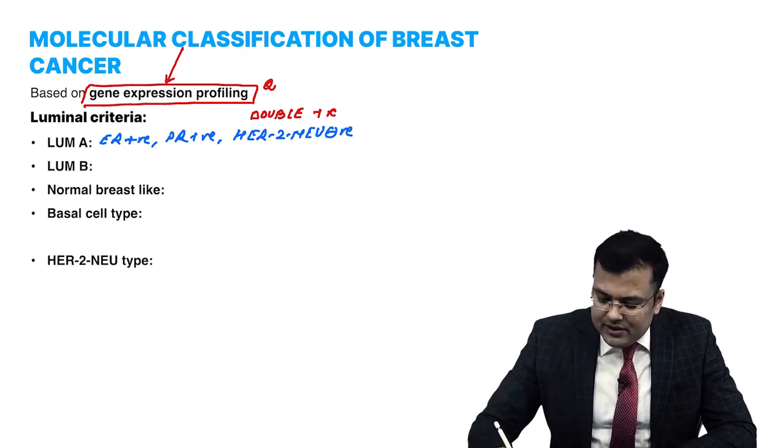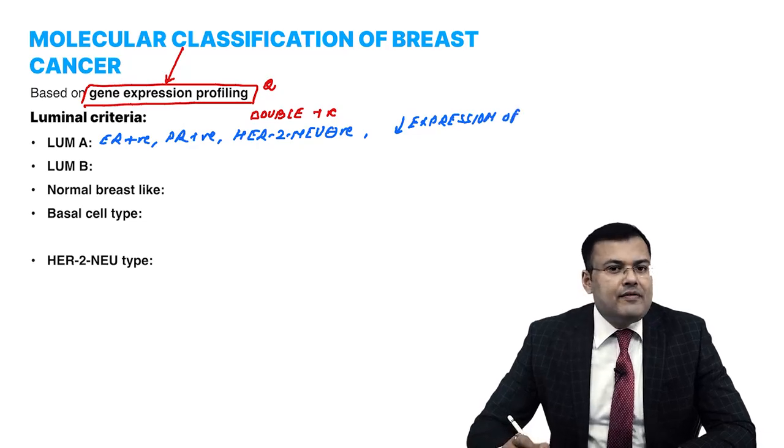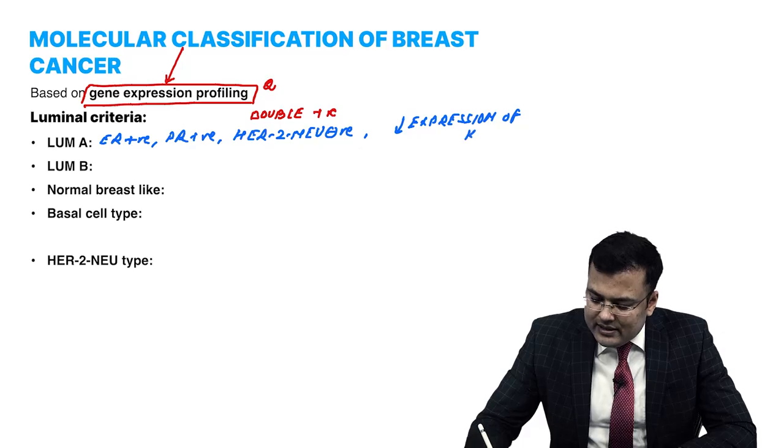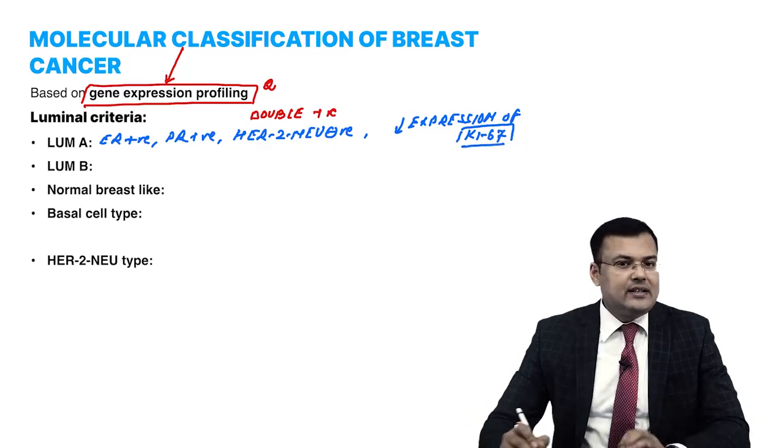This is one additional feature you have to remember: low expression of the cell proliferation marker. And what's that? Ki67. Low expression of cell proliferation marker, that is Ki67, right?